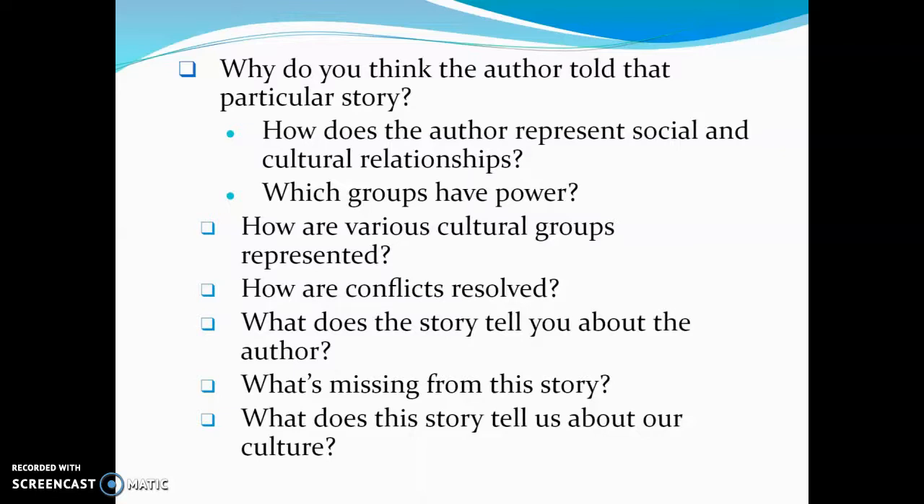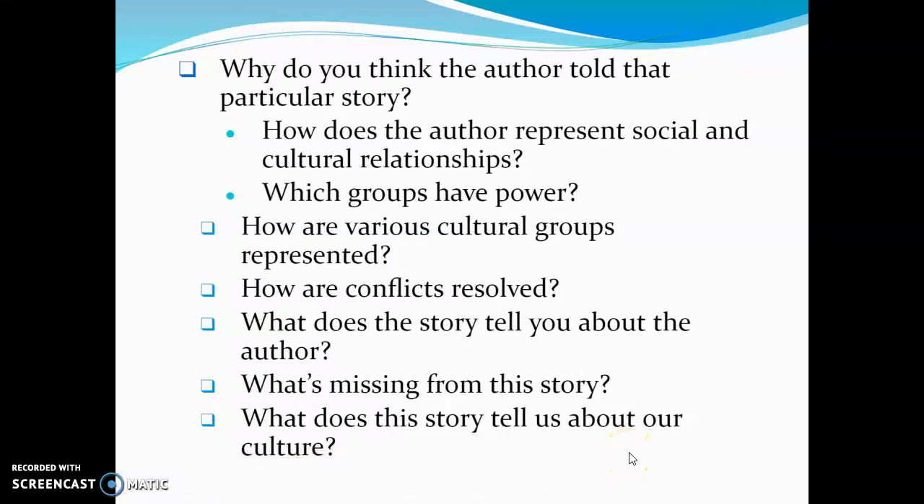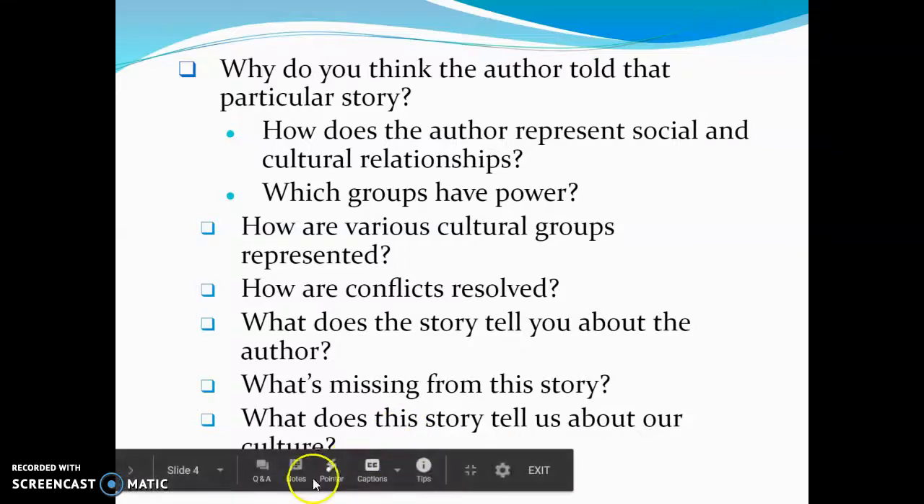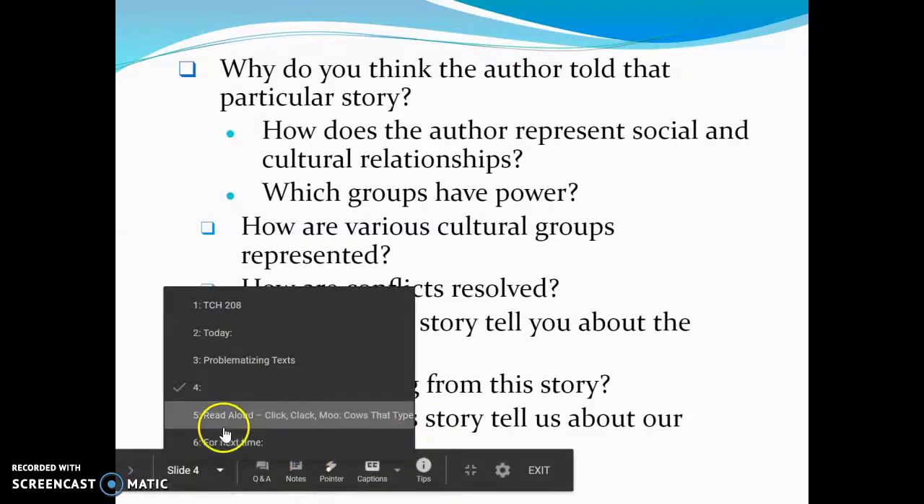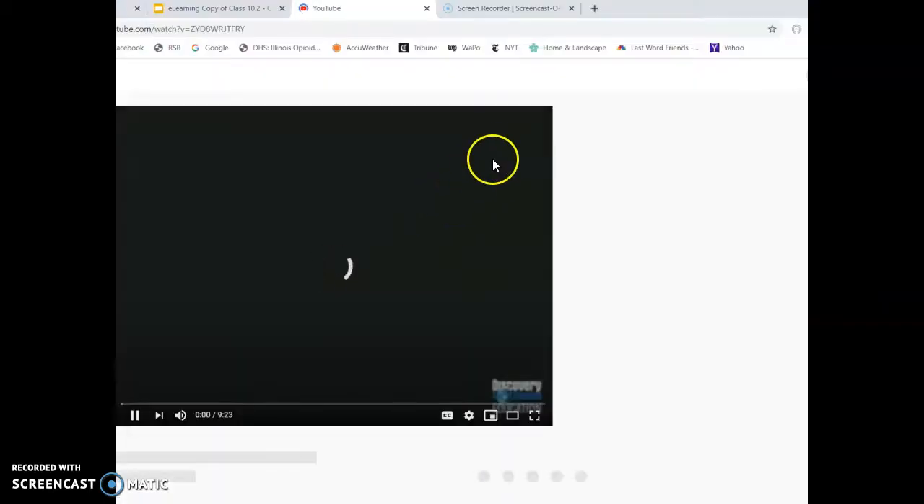How are conflicts resolved? What does the story tell you about the author? What's missing from the story, and what does this story tell us about our culture? So now that you know this line of questioning, we're going to revisit this after we listen to this read aloud. I want you to think about these particular questions as you listen to the story. So consider these, and we're going to think about what sort of conversation our students would have.